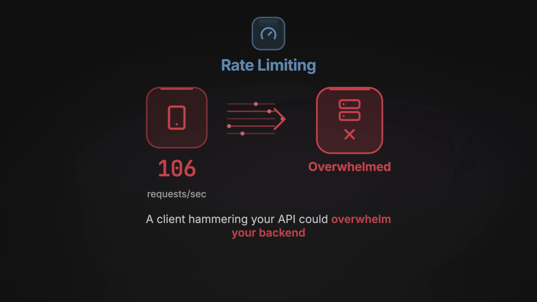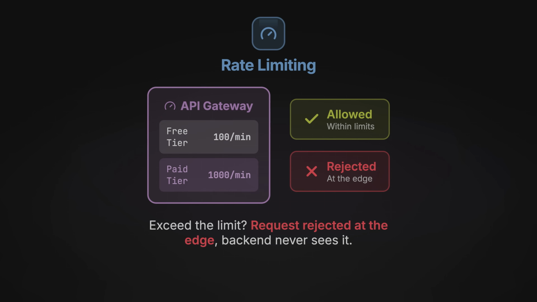Rate limiting. A client is hammering your API, maybe a bug in their code, maybe intentional abuse. Without protection, they could overwhelm your backend. The gateway enforces limits: 100 requests per minute for free tier, 1,000 for paid. Exceed the limit, request rejected at the edge. Backend never sees it.